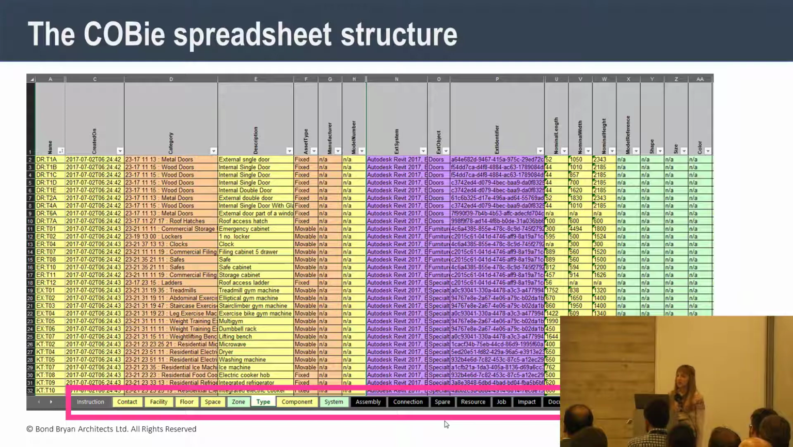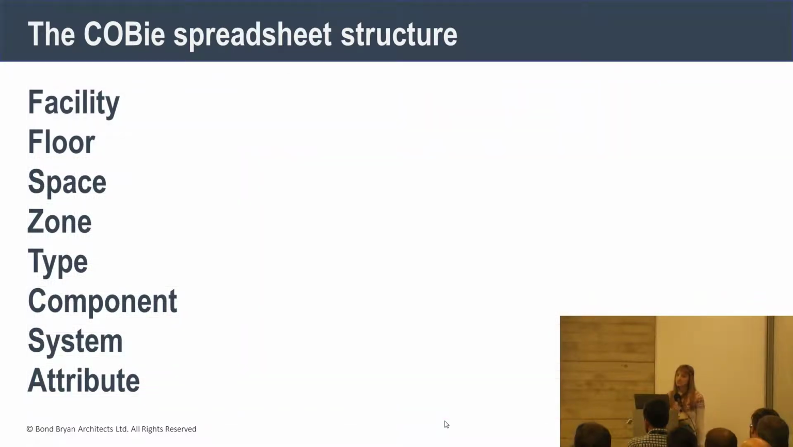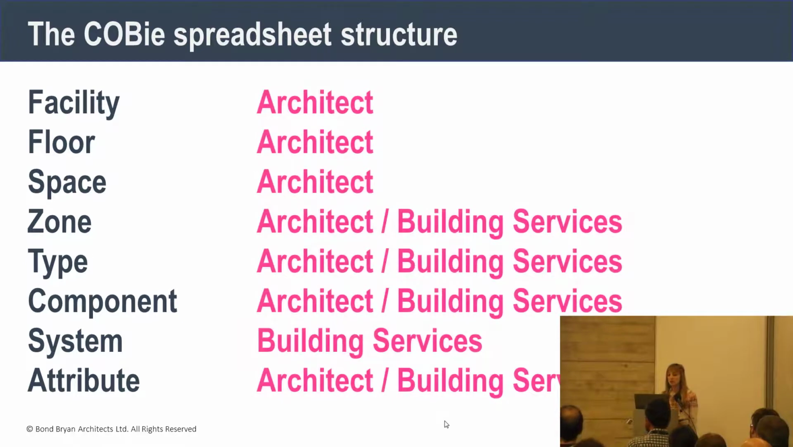In spreadsheet format, COBie is made up of several tabs or worksheets at the bottom of the screen. For this presentation, we will focus on the most common tabs, which are facility, floor, space, zone, type, component, system and attribute. And typically at the design stages, these are the parties responsible for adding that information.